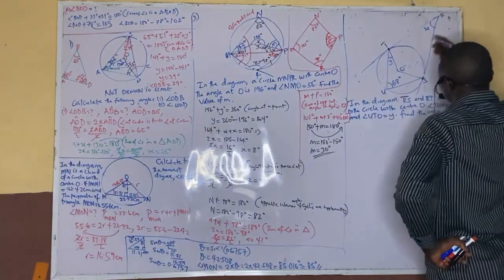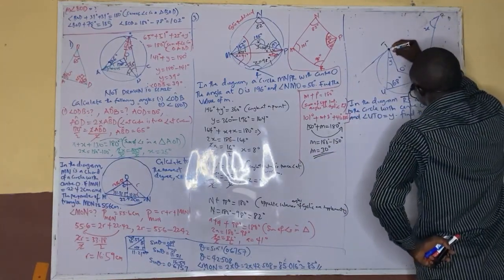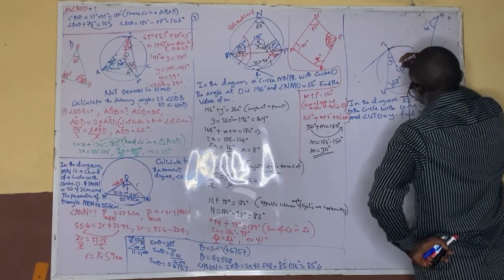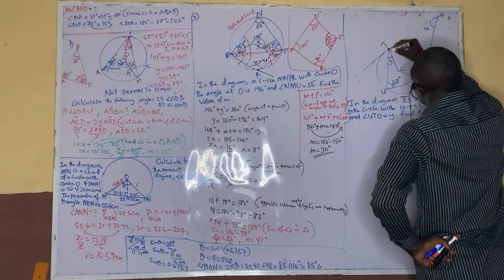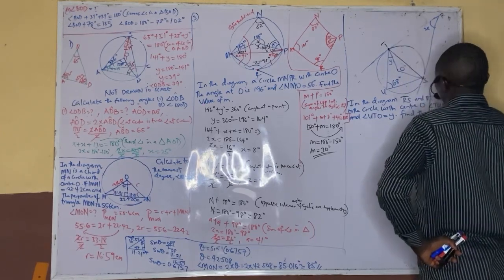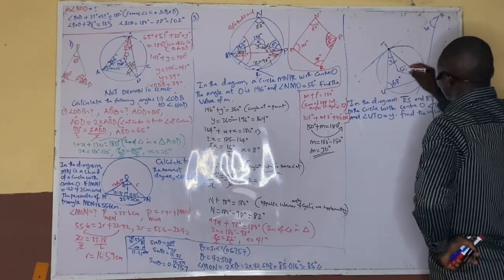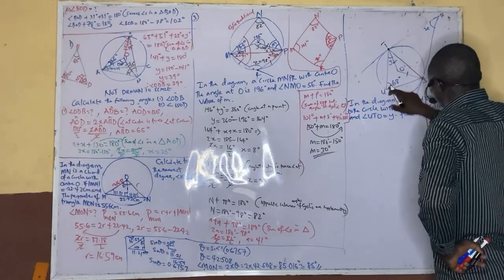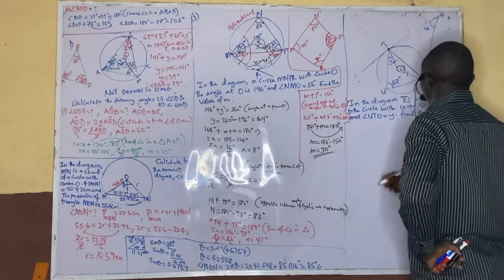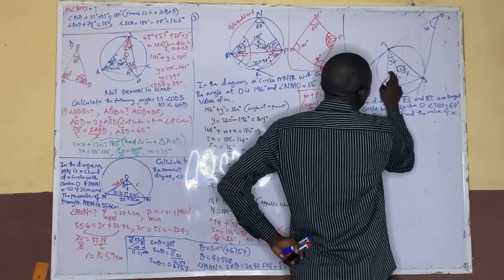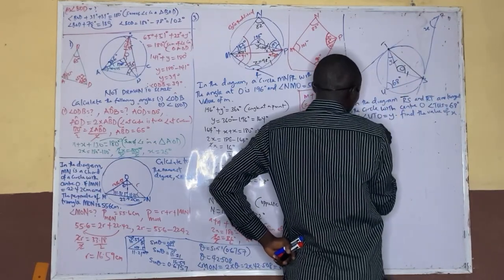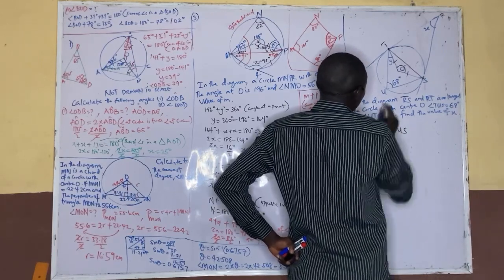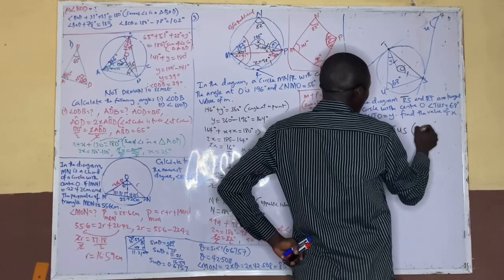The first thing we need to know is that this here is a line, which is very, very important. So you join this one to this one. This is a triangle, we have an isosceles triangle here. And we also have, look at this, this one is the angle at the circumference, and this is the angle at the center. Meaning that angle TOS is 2 times angle TUS, the angle at the center.